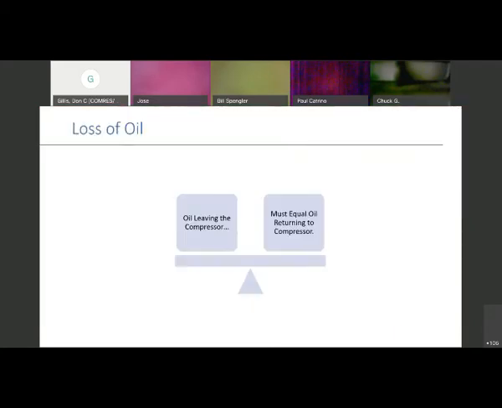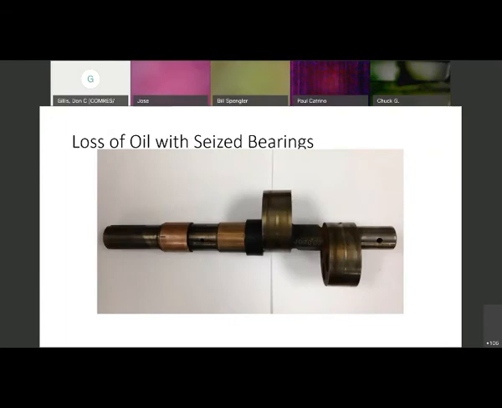Loss of oil. Oil leaving the compressor must equal the oil returning to the compressor, okay? This just shows, again, some seized bearings. Again, look at the fingerprint or the thumbprint on this shaft. We had progressive, we had good, bad, good, and now we have just a common all the way down dark colored markings from loss of oil. Again, this is like a thumbprint.